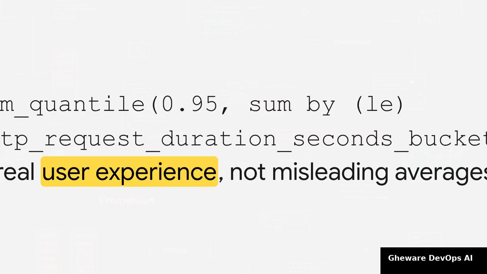And here it is again, our latency query, but now presented as a complete copy and paste pattern. We're calculating that 95th percentile latency from our histogram buckets. And remember, this is not average latency, which can be super misleading. This is a real measure of your user's actual experience.